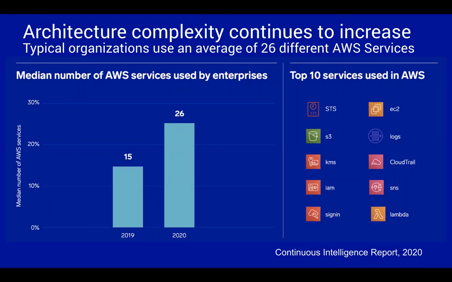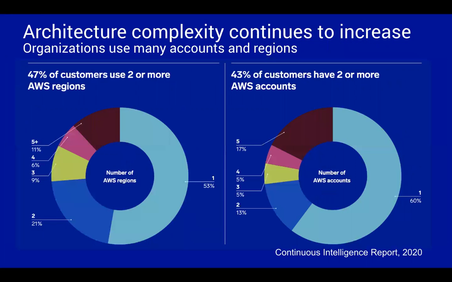Probably, most of you are using some of these: Lambda, EC2. We're going to talk about these today. And in addition to all of those various services that customers are using, we also find that most customers are using AWS across multiple regions and also across multiple accounts. So this creates difficulty as far as monitoring your environment and providing visibility in a unified fashion.